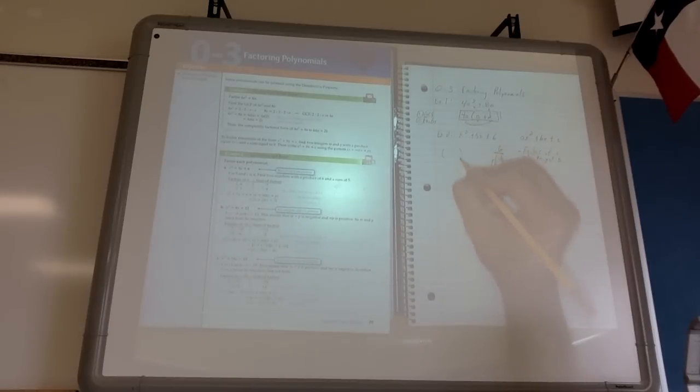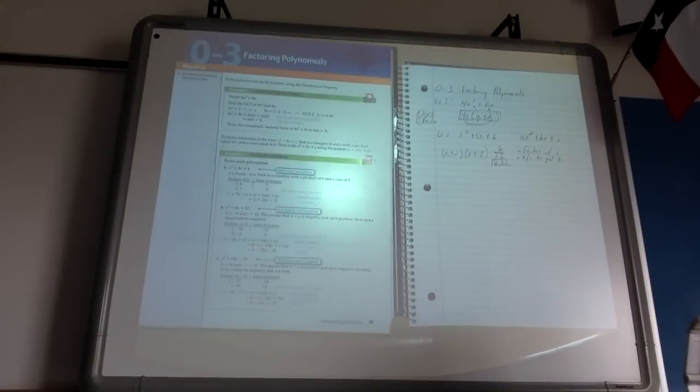Now we're setting this up and going to write it like FOIL that you learned when we did 0-2. As we look at this, I have to remember my first terms multiplied together in this instance have to give me x squared. I am then going to plug in the factors. Since I knew what the signs were, I know that it's going to be positive 2 and positive 3. And so that is this thing factored.